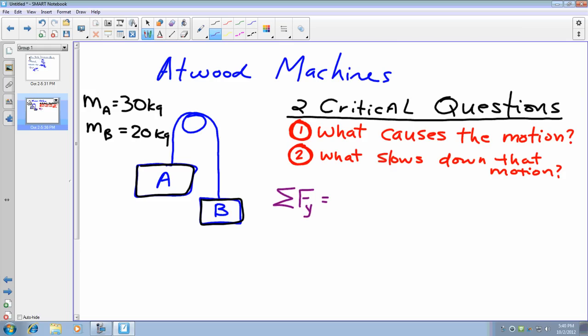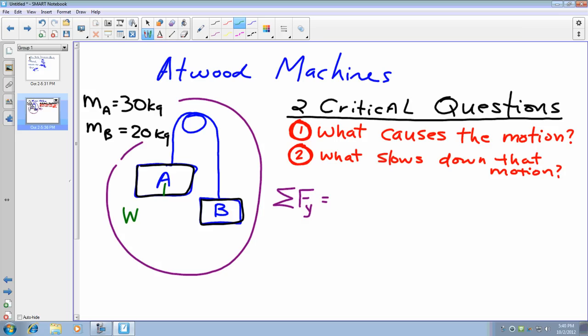And we know that we're going to have two real forces acting on the entire system here, not just the objects by themselves, but the entire system. Those two forces acting on the entire system in this example are the weight acting on object A and the weight acting on object B.